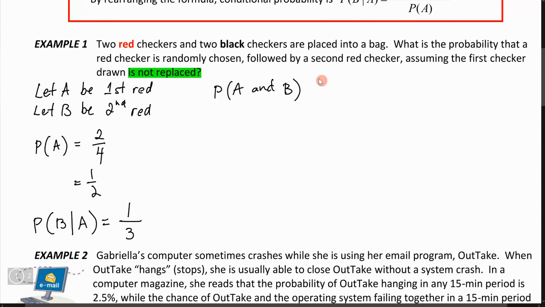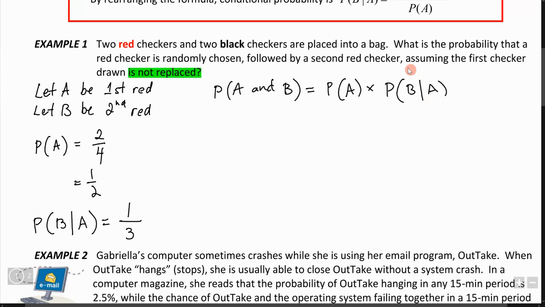Okay, so the probability of drawing the first checker as red and the second checker as red as well is equal to the probability of the first event, A, times the probability of the second event, given that the first event occurred. Okay, so these events are dependent on each other.